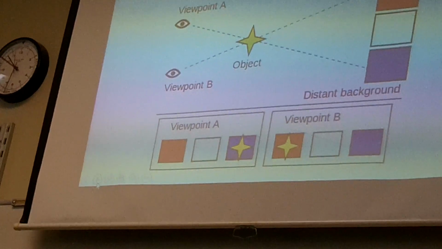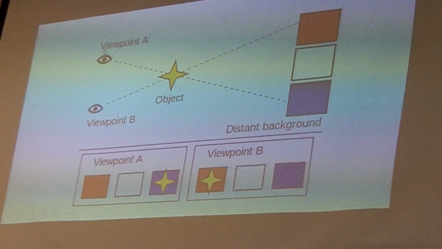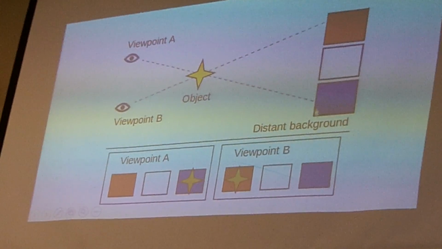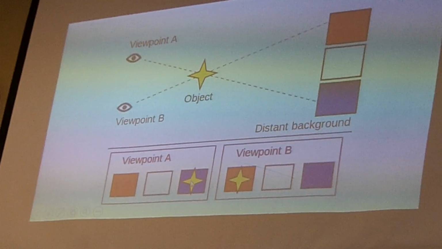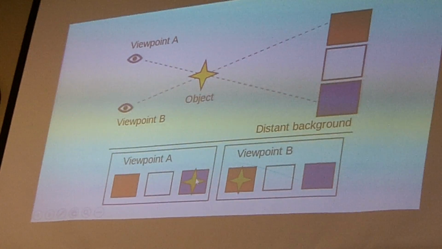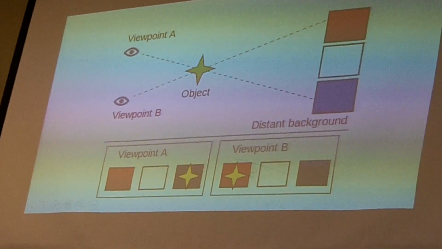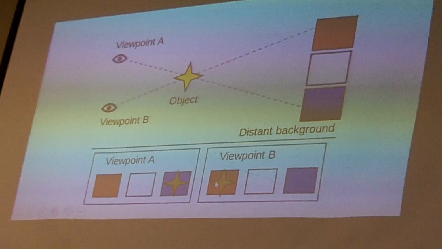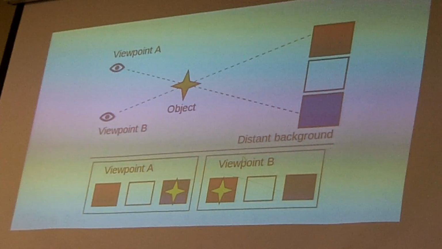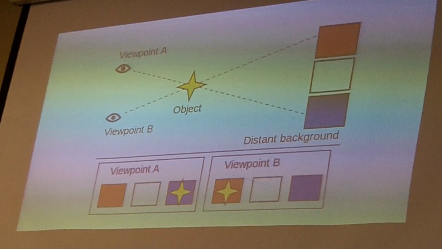Here's another way of looking at it. Here is a star. From viewpoint A, the star has the blue background. And here's how it looks from viewpoint A. The star is in front of the blue background. From viewpoint B, the star is in front of the red background. So, from viewpoint A, the star is toward the right, and from viewpoint B, the star is toward the left. Y'all with me here?